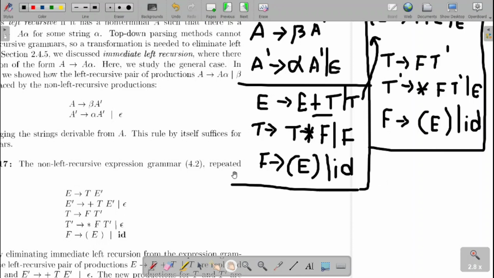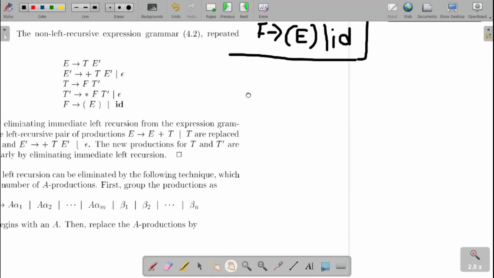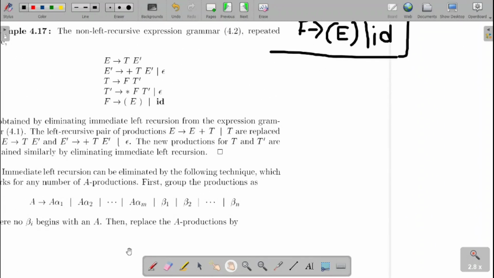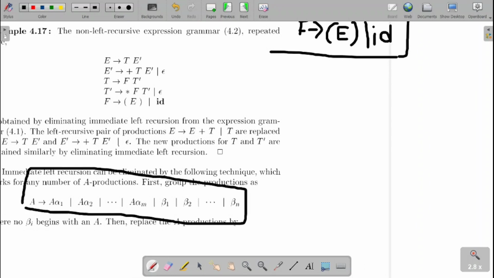Now, if I have multiple productions which have left recursion in the body of the production, let us take an example. A derives A alpha 1, A alpha 2, A alpha 3 up to A alpha m, then beta 1, beta 2 up to beta n. That is, when I have multiple left recursive productions, how to handle them? That is the question again.